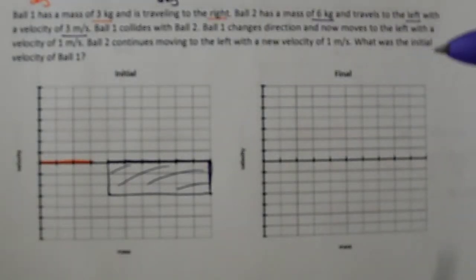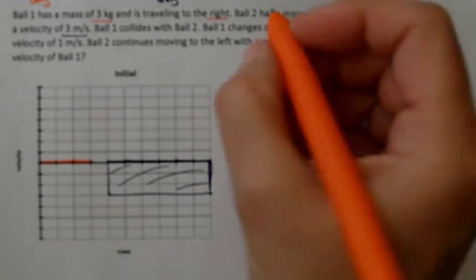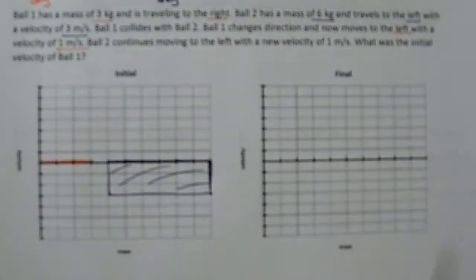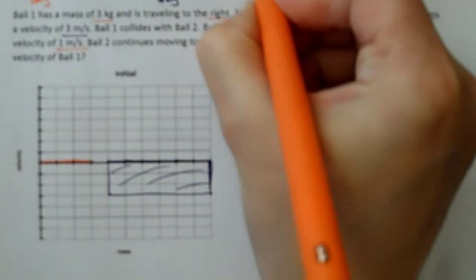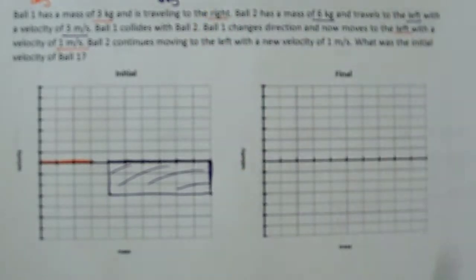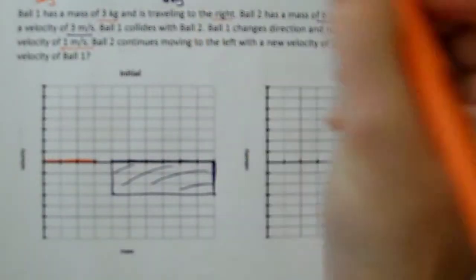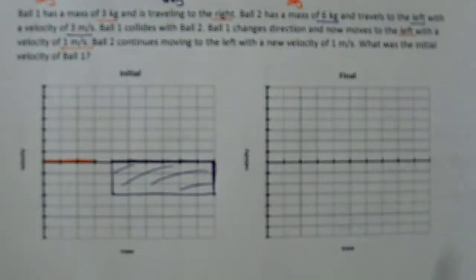And then they collide. So ball 1's going to change direction. Okay, so ball 1 now moves to the left with a velocity of 1 meters per second. So ball 1 is going to be going this way, 1 meters per second. Now we defined left as negative. We also know it's 3 kilograms. Ball 2 is going to continue moving to the left with a velocity of 1 meters per second. So after they collide, we're still going to be going this way with -1. So it's going the same speed now as ball 1, and it has a mass of 6.